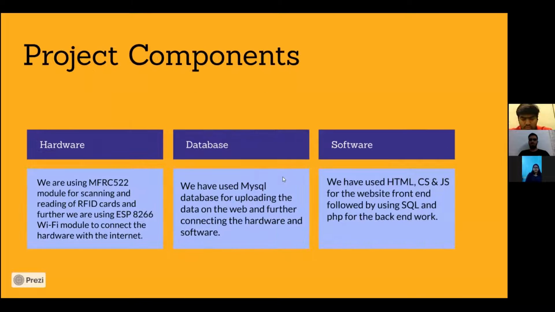These are the three main components of our project, the hardware. We are using MFRC 522 module for scanning and reading of the RFID cards, and further we will be using ESP 8266 Wi-Fi module to connect the hardware to the internet. It is also very useful to connect the database as well. Moving on to the next part.